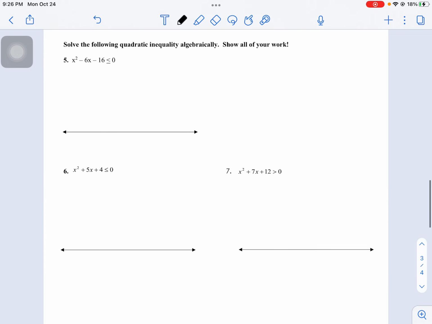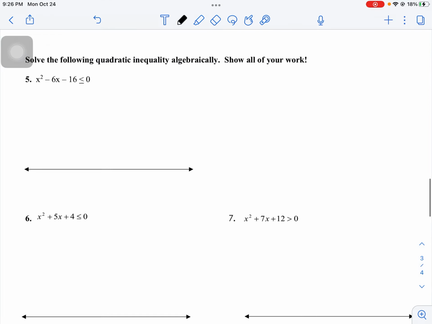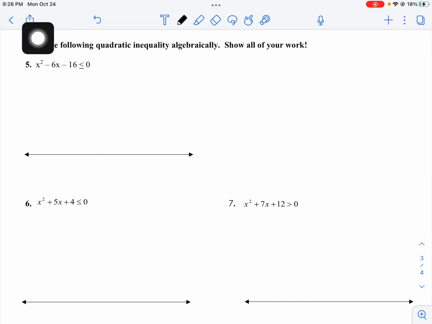Okay, now notice we have: solve the following quadratic inequality algebraically, show all of your work. What we're going to do for all of these, they are all factorable, and you don't need the box method for any of these. So we're just going to jump straight into this. I'll just do the very first one because they're all going to be very similar. So let's look at number 5 here. So x squared minus 6x minus 16. Since that should be factorable, I'm looking for factors of my last number, which is negative 16. So factors of negative 16 that combine to make negative 6.